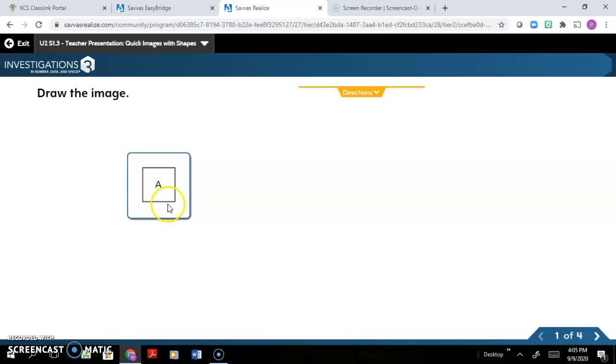Alright, let's look at some attributes. Attributes are characteristics of the shape. How many sides does it have? How many corners or points? Okay, if you said 4, you are correct. All right, let's look at another shape.